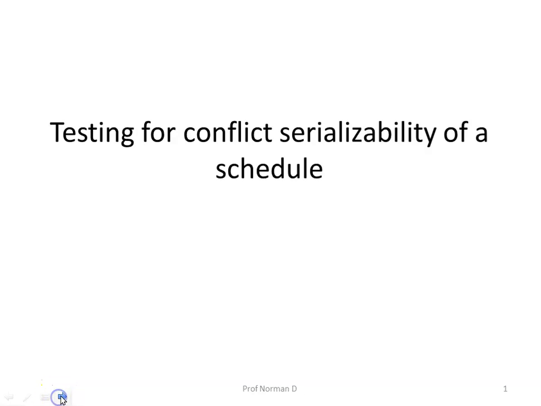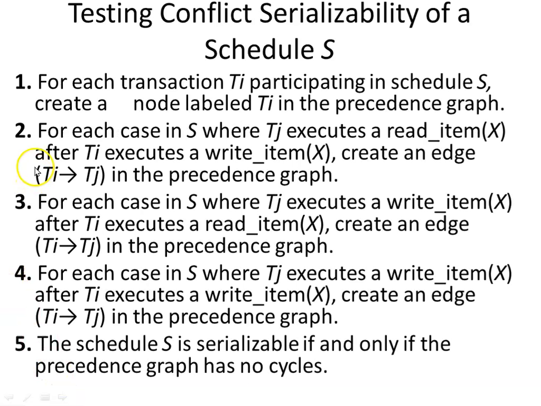It is quite simple. There are 5 steps. The first step is to identify the number of nodes in the schedule. Now the number of nodes will be equivalent to the number of transactions in the schedule. So if there are 3 transactions, there will be 3 nodes. Step number 2, step number 3 and step number 4 are the same as our previous algorithm.